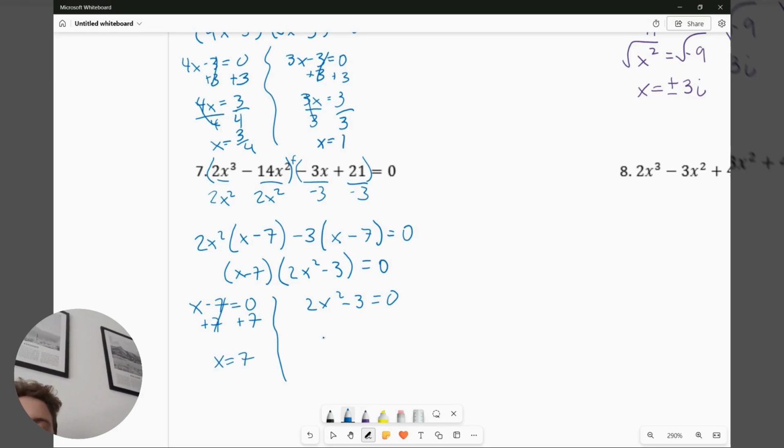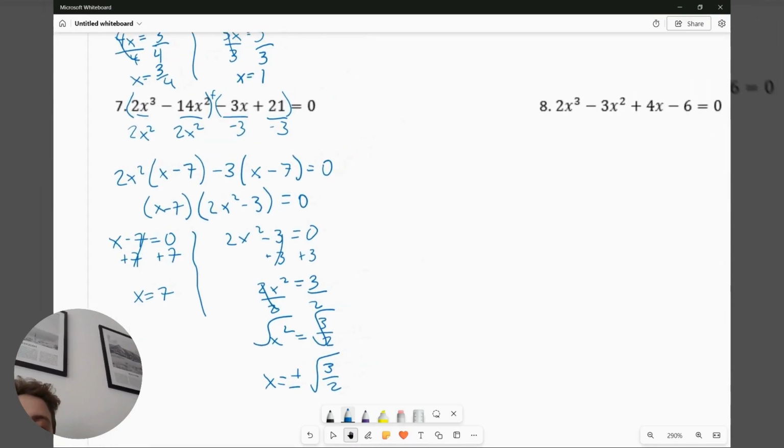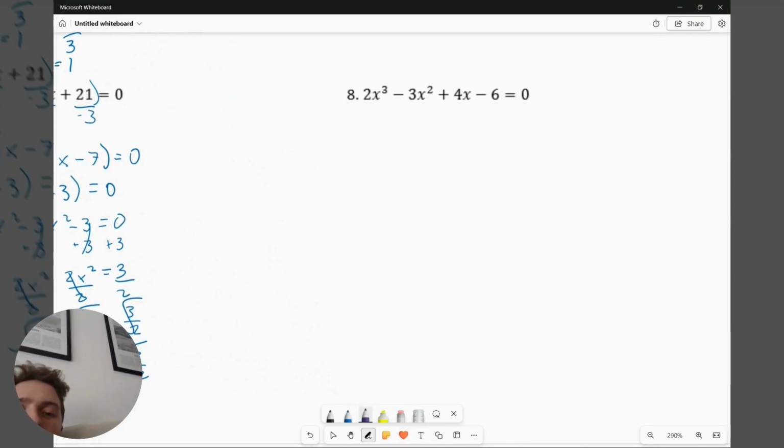x equals 7. And get rid of the square by square rooting, where x is now equal to plus or minus square root of 3 over 2. Okay? Same idea for number 8. I'm just going to speed through that one real quick. Follow along. Check your answer after this one if you need.